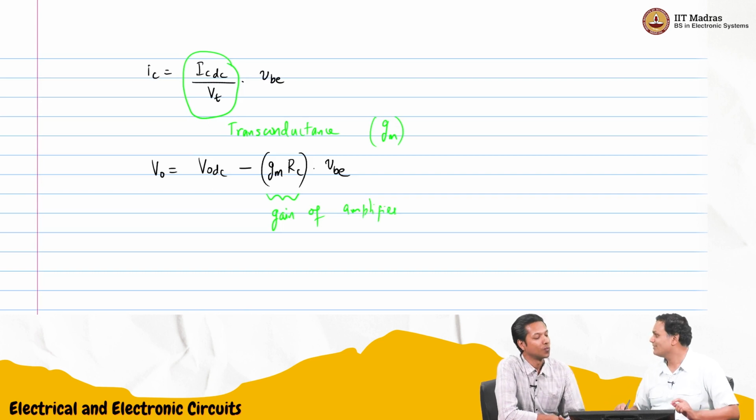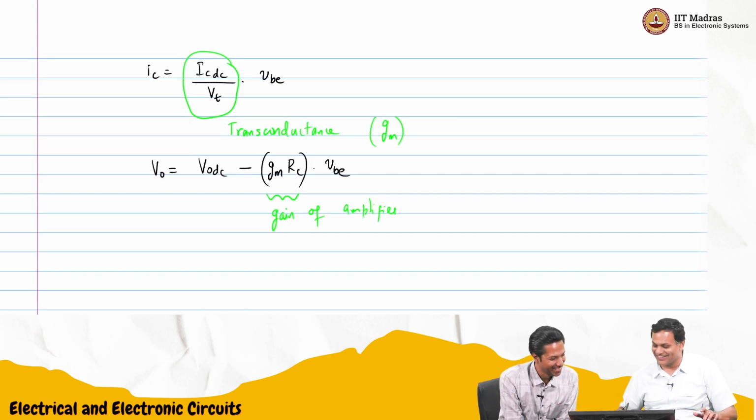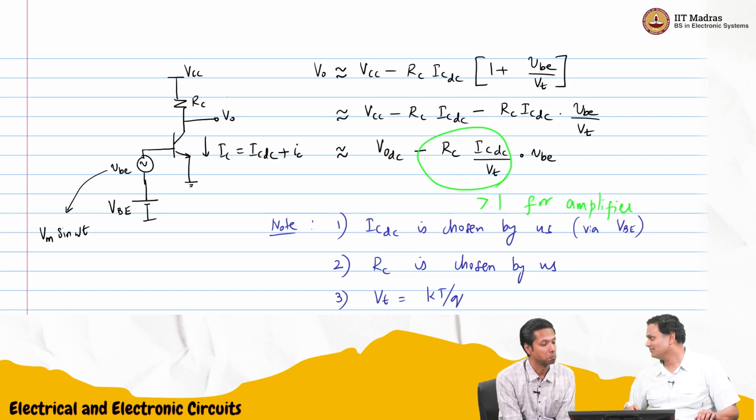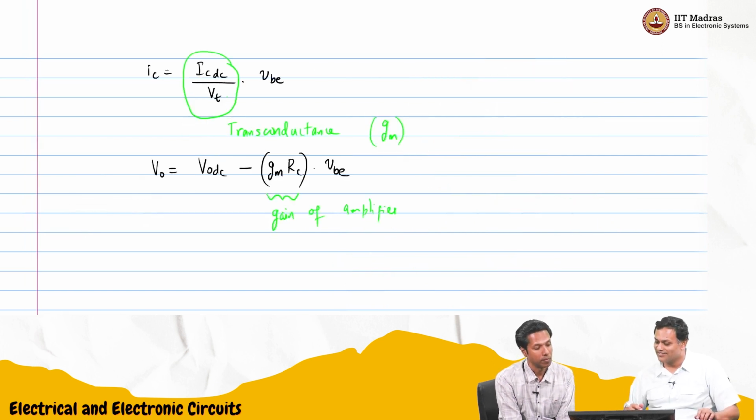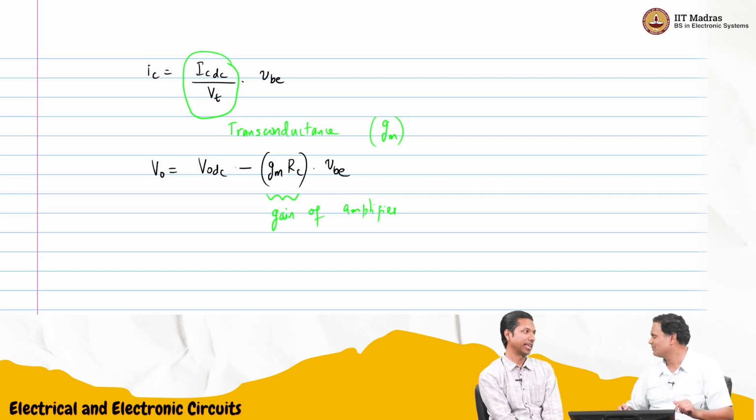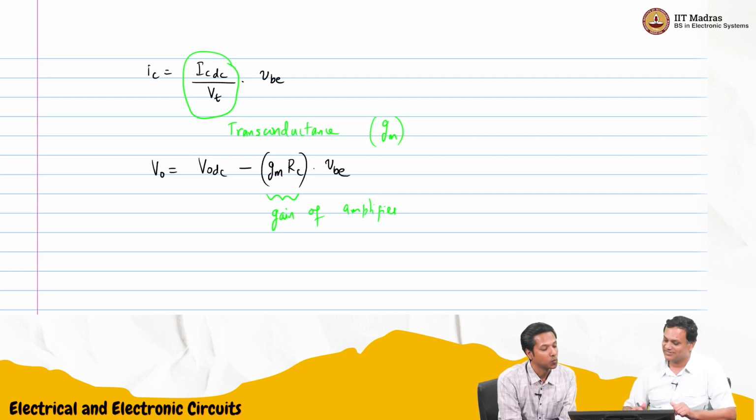Oh, nice. We have actually made an amplifier for the first time. We didn't realize that. For the first time, we have used a transistor, given some sinusoidal signal, and basically got an amplified signal. Very interesting. And the negative sign means that there is a phase shift. You gave sin omega t, you are getting minus sin omega t. It's inverted. So this is an inverting amplifier.